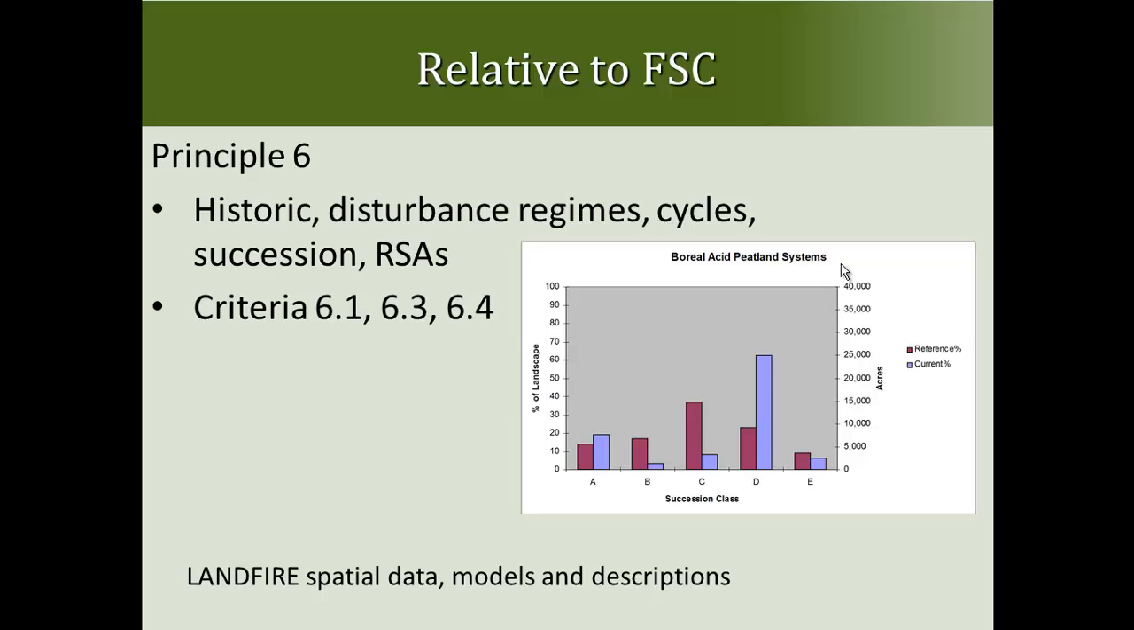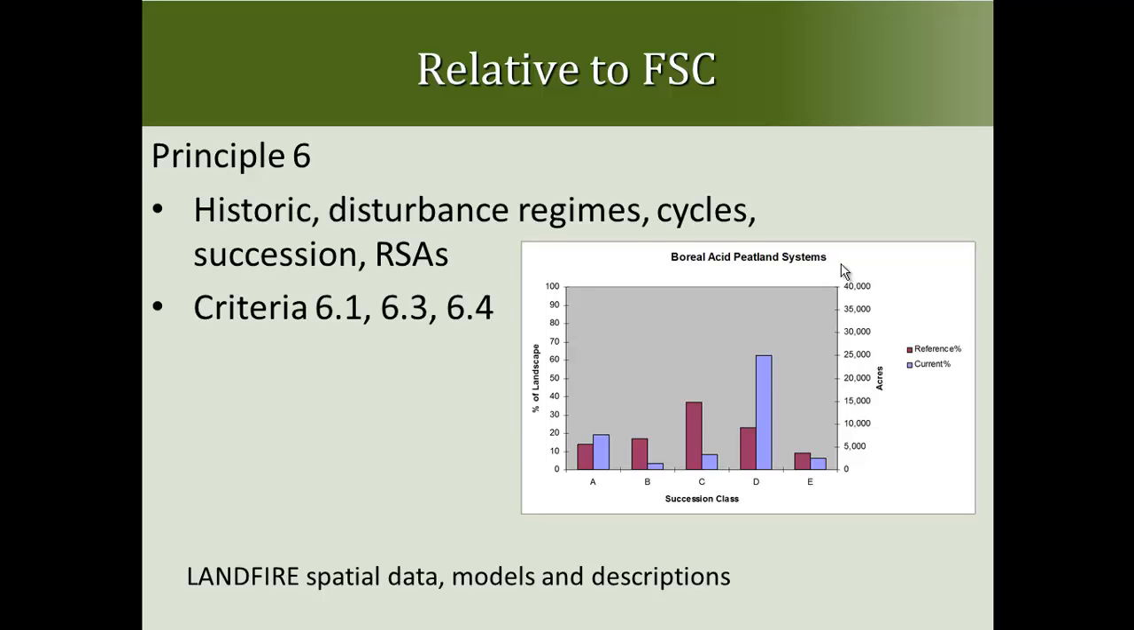Relative to the Forest Stewardship Council, consider Principle 6, which is largely about doing environmental assessment across the landscape. I just drew out some words I saw in Principle 6 relative to LANDFIRE data. So wherever you see historic or disturbance regimes, ecological cycle, succession, or RSAs, representative sample areas, you may find that LANDFIRE data helps you, specifically with criteria 6.1, 6.3, and 6.4. You may want to look at LANDFIRE spatial data, the models, and the descriptions.